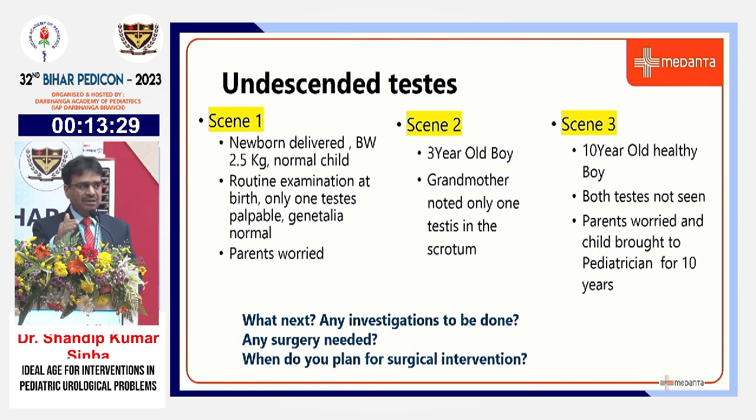But what is common is that if you go to take delivery in the obstetrician clinic, scene number 1 is quite common. Maybe with the advent of NICU here, I have seen lots of NICU babies being born here. So a newborn delivered, birth weight 2.5 kg, routine examination, only 1 testis palpable, but all other things were normal, very common. You compare this with the other scenario, which is more prevalent, because it was not diagnosed in the neonatal period. The guys have taken delivery, the trained pediatrician was not there, and the grandmother notices the same scenario at 3 years of age.